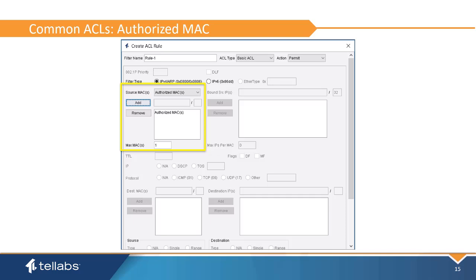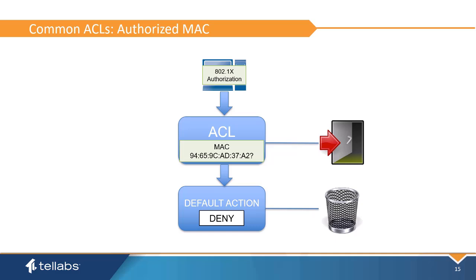The authorized MAC ACL is used to only allow ports that have been authorized by 802.1x MAB to be able to pass traffic on the port. This ACL works with 802.1x to grant access to default deny VLANs once Radius has given an access accept message when authorization is attempted.